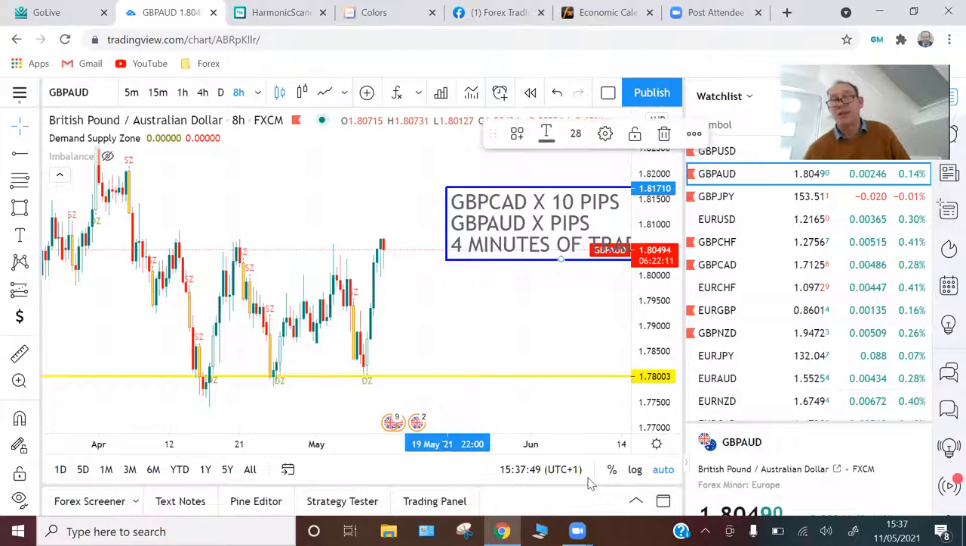Now look at the time now. It's 15:37. That news went off at 15:30. From the very start until now, and I'm explaining and everything, it's taken 7 minutes, the whole function. But to actually do the trade was only 4 minutes. Now, how much would you have made with that? It depends on how much was in your account.